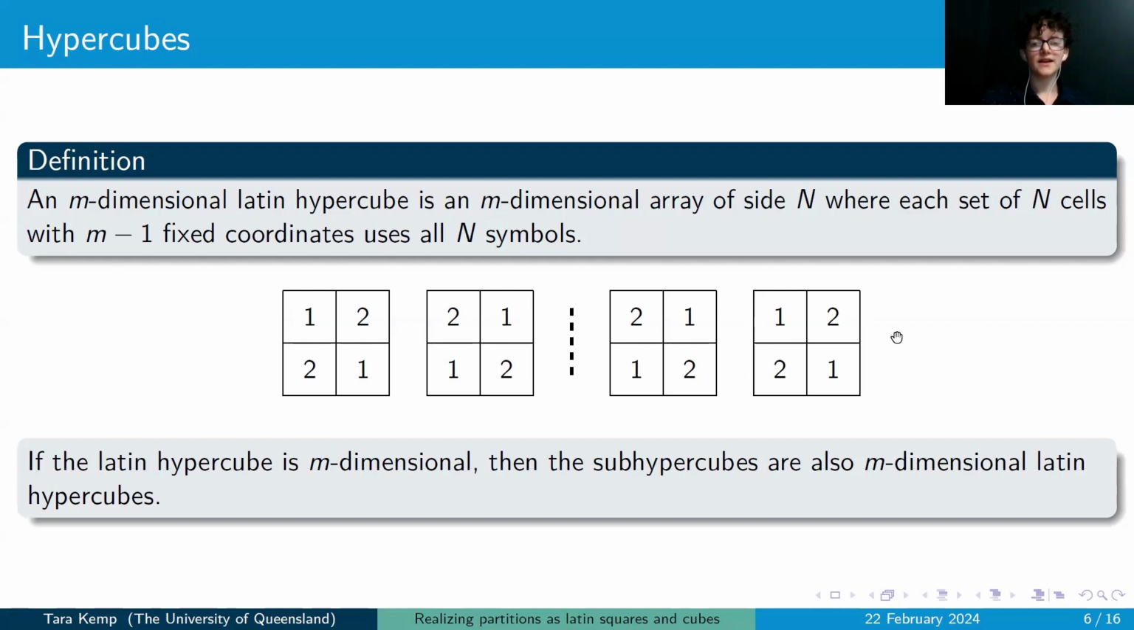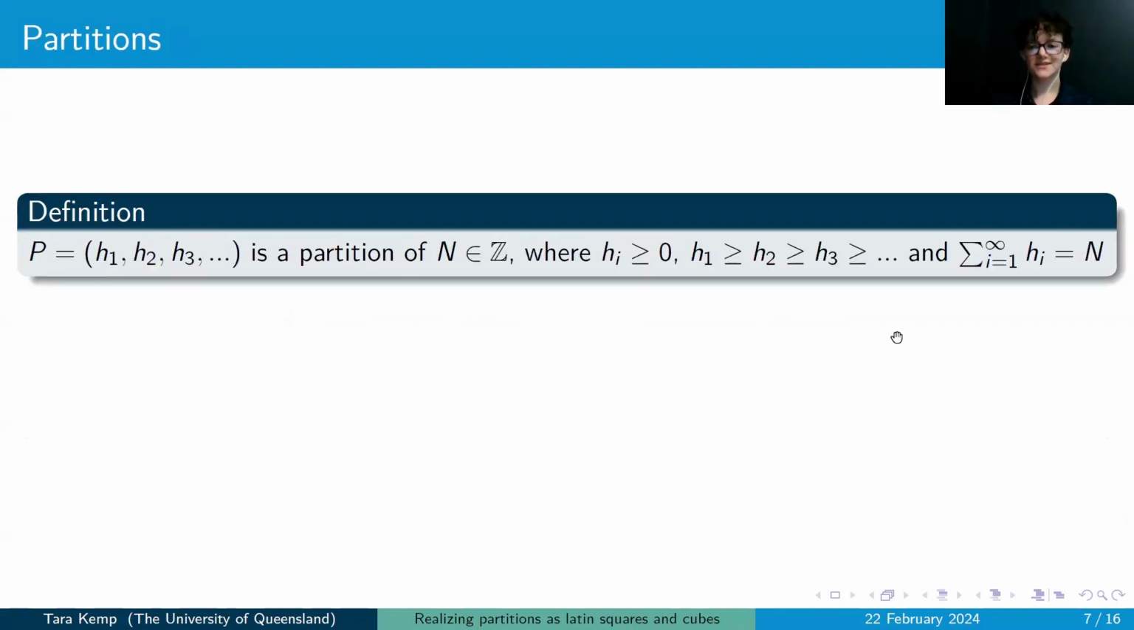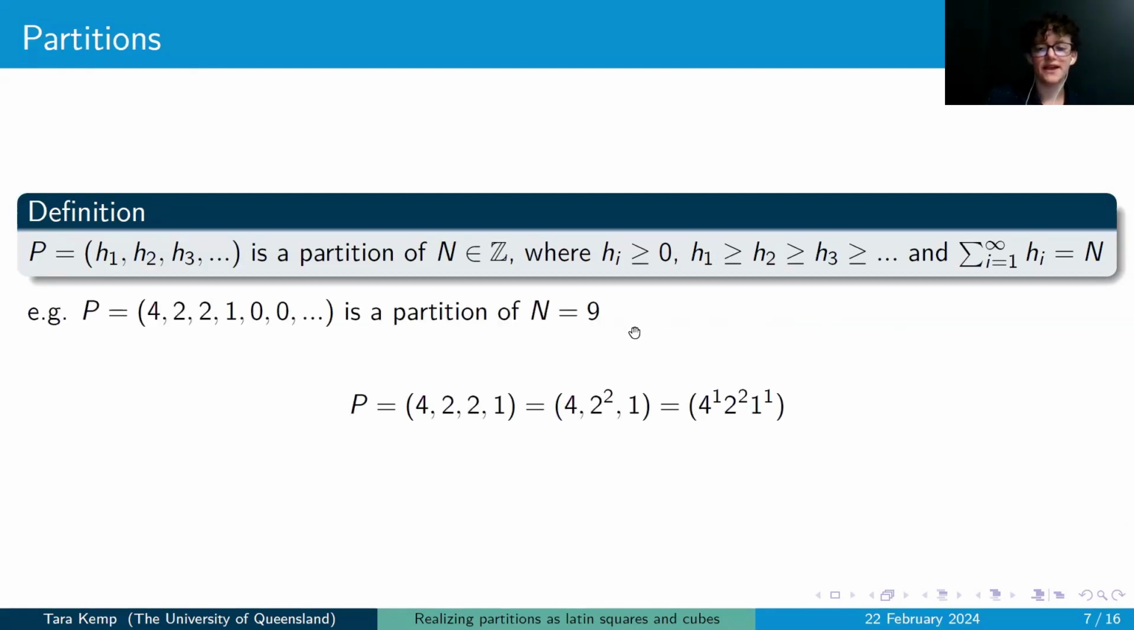Briefly, a partition is a set of integers adding up to n. You take some integer n and you break it up into a set of different integers. For example, if we take n to be 9, then we can break it up into 4, 2, 2, 1. That's what we call a partition. It's just a set of integers which add up to a particular integer. There are a few different ways that you can represent these. You can just have all the numbers with commas, but I'm going to use this power notation.